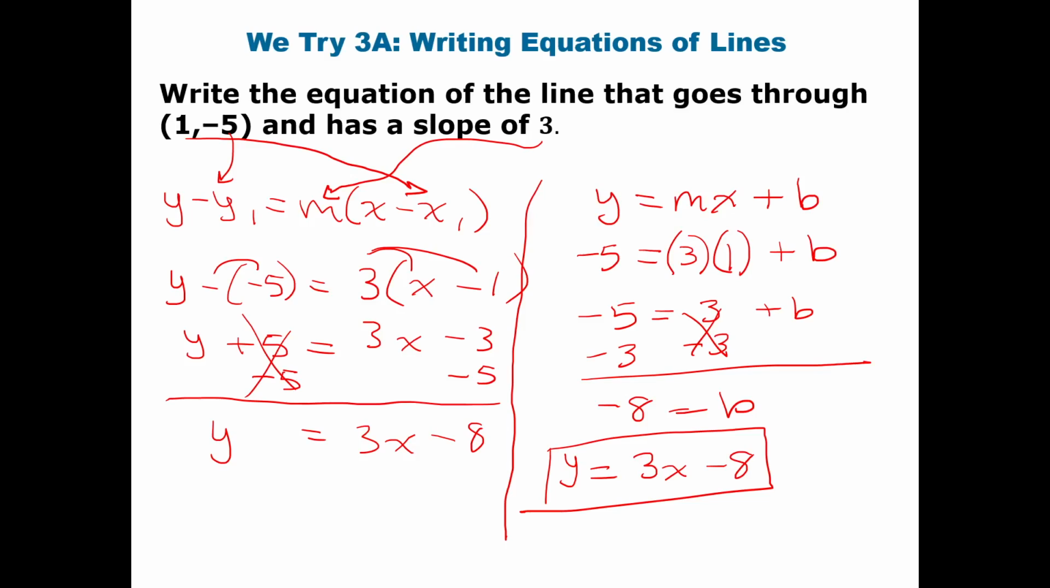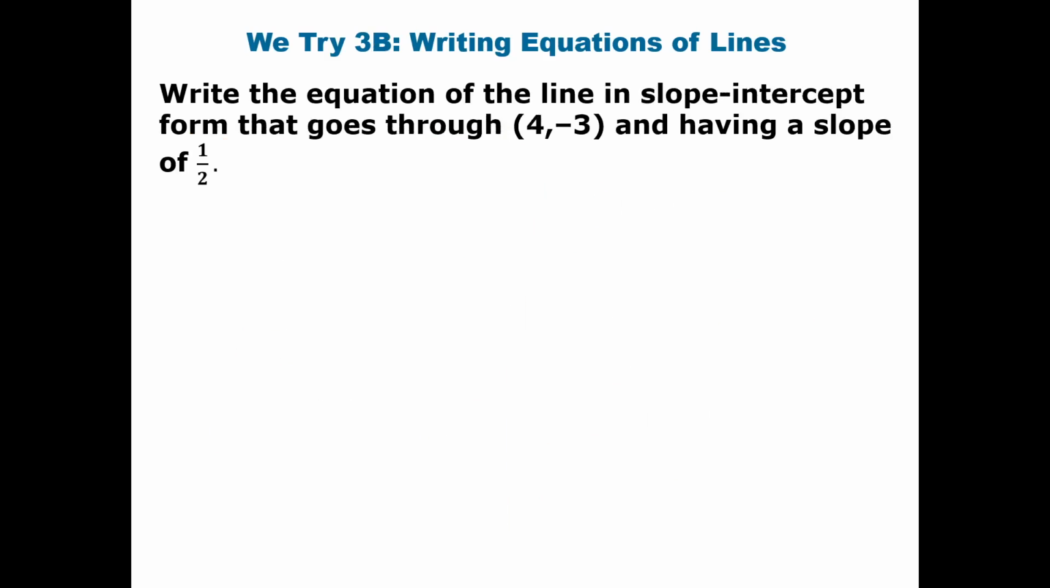Hey, that sounds kind of great. Let's use it to our advantage in the next one. Okay, write the equation of the line in slope-intercept form that goes through (4, -3) and having a slope of 1/2. Well, we'll do it two ways. y minus y1 is equal to m times x minus x1. And we'll do it in the y equals mx plus b way.